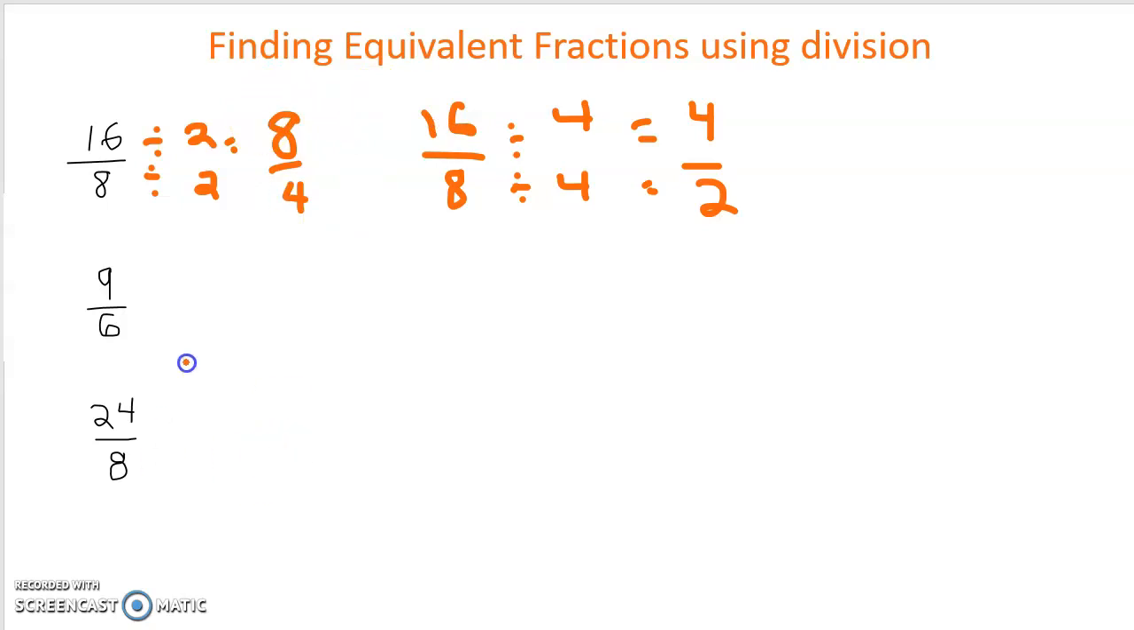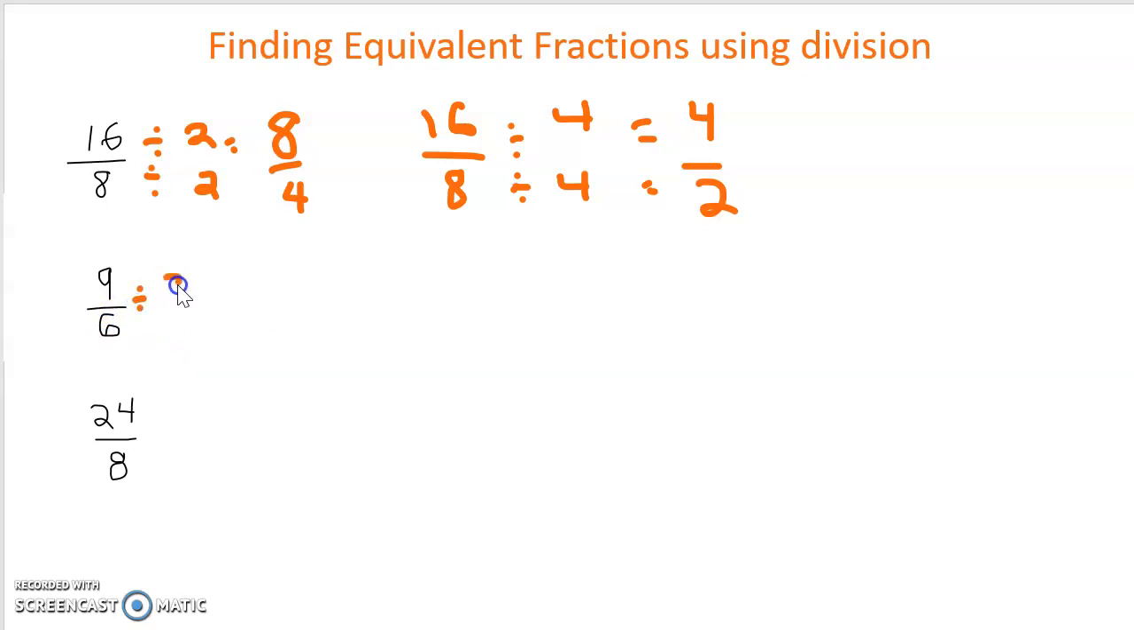Okay? So the next one's a little tricky because we see an odd number and an even number, which means that we cannot use 2 because 2 is not going to divide into 9 evenly without ending up with a remainder. So you're going to have to figure out which number can divide into 6 and 9 evenly. So now you have to think about your multiplication table. So what multiplication table do you see 6 and 9 both in? And if you recall, 6 and 9 both end up in the 3 times table.